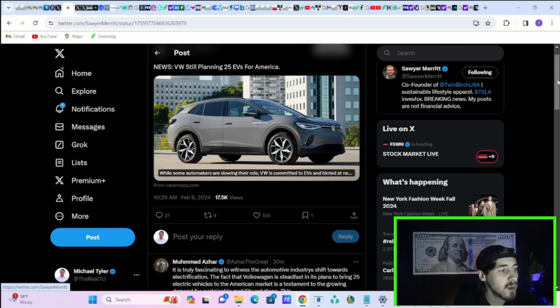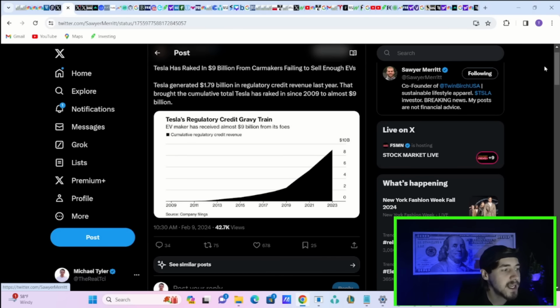Volkswagen says they are still planning on creating 25 EVs for the US. Tesla has raked in $9 billion from car makers failing to sell enough EVs. Tesla generated $1.79 billion in regulatory credit revenues last year. That brought the cumulative total Tesla has raked in since 2009 to almost $9 billion.